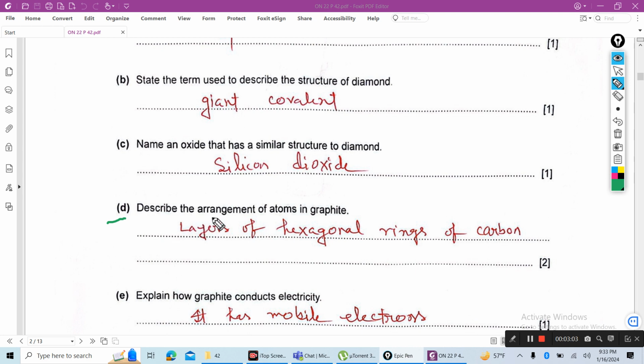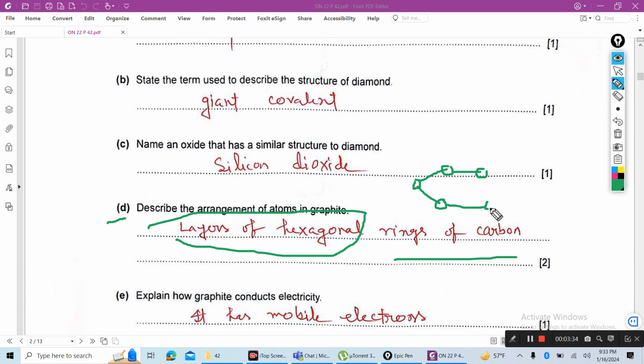D. Describe the arrangement of atoms in graphite. How are atoms arranged in graphite? You know, layers of hexagonal rings of carbon. Hexagonal ring means 1, 2, 3, 4, 5, 6 hexagonal ring. Graphite has hexagonal rings. 6 carbon atoms make a ring, and these form a layer structure. One layer is attached to other layers by weak van der Waals forces.